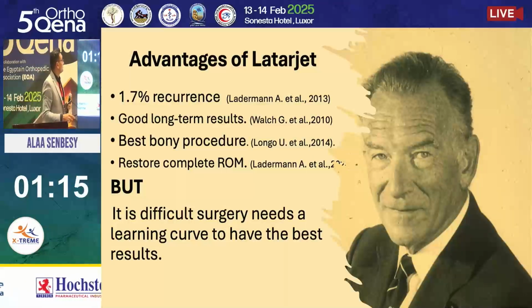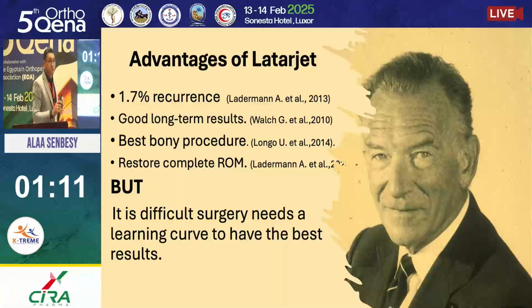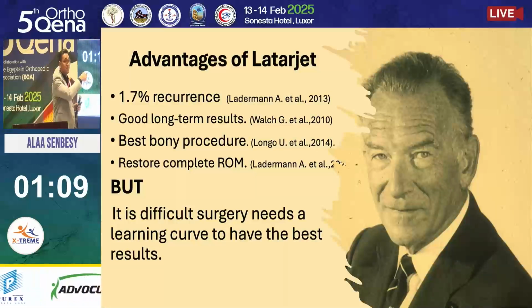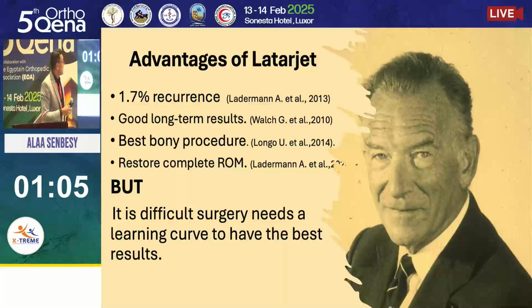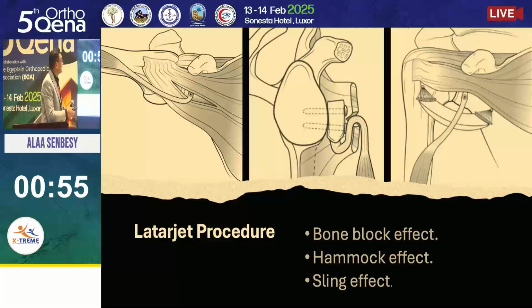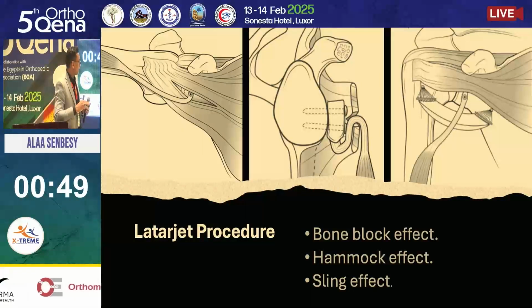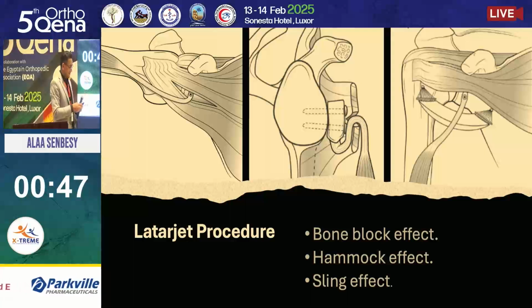Advantages of Latarjet: low recurrence rate, long-term result, best bone procedure, restores complete range of motion. And this concept is important, that the patient most of the time has the concept of limitation of movement with Latarjet. But it's a difficult surgery, and needs a learning curve to have the best result. There is this triple Latarjet effect: bone block effect, hammock effect by lowering the subscap, and sling effect by the conjoint tendon.